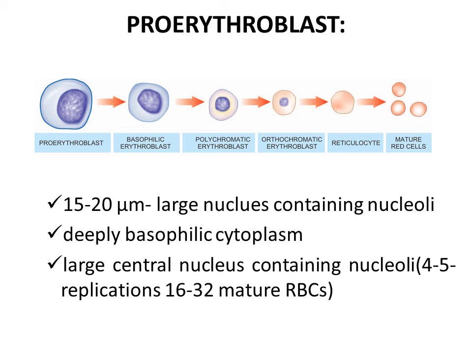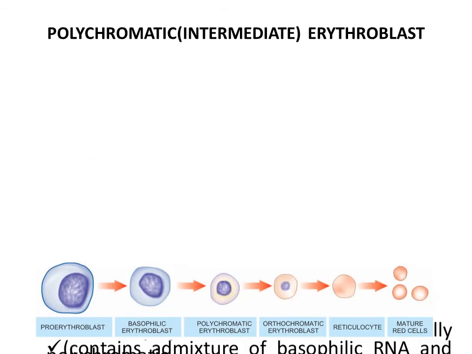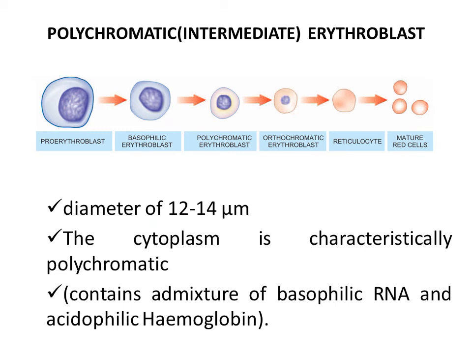Looking at the features of the proerythroblast, we are going to be seeing the size, the large nucleus. The proerythroblast is deeply stained, and the cytoplasm of the proerythroblast is stained basophilic. Then going to the basophilic erythroblast, there is reduction in size, a slightly more condensed nucleus. Then the polychromatic, in which there is appearance of hemoglobin, the nucleus is not fully disintegrated, and the stain contains basophilic dye and acidophilic dye because of the presence of the RNA and hemoglobin.